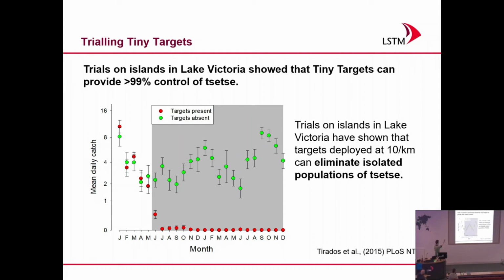And you can see that in terms of mean daily catch, it's relatively similar in the first few months before targets have been deployed. But then once targets have been deployed from the grey area onwards, there is an immediate decline in the number of flies on the island with targets, and then this persists throughout the experiment. And so we're getting a control of over 99% reduction in fly numbers in this work. And obviously this is an isolated population because it's on an island, but it shows that deploying targets at a density of 10 per kilometer can eliminate populations.